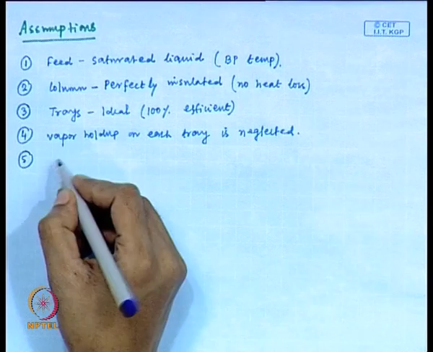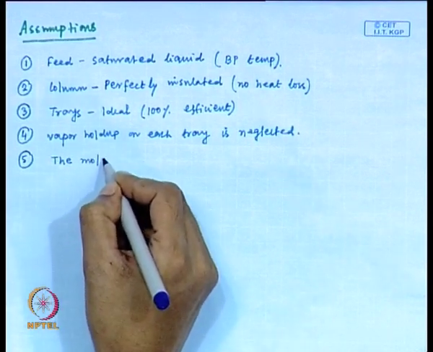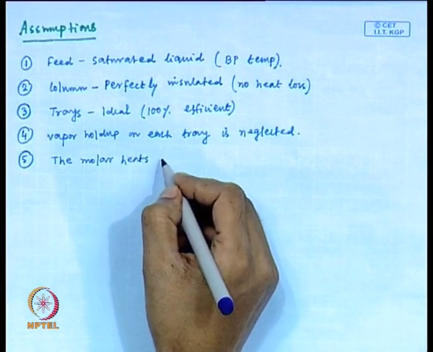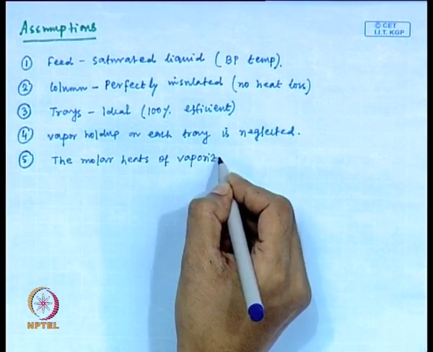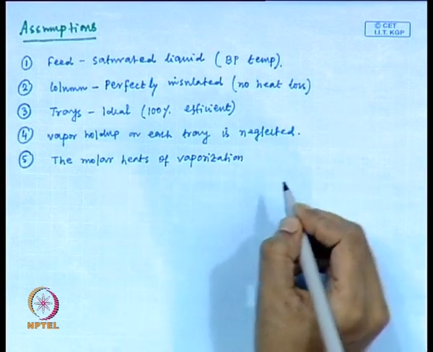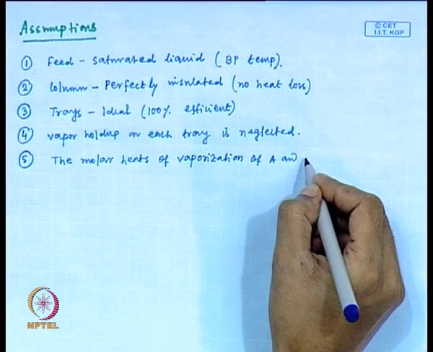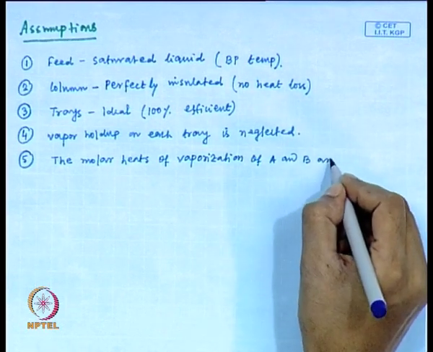Fifth assumption is the molar heats of vaporization of both components A and B are approximately equal.